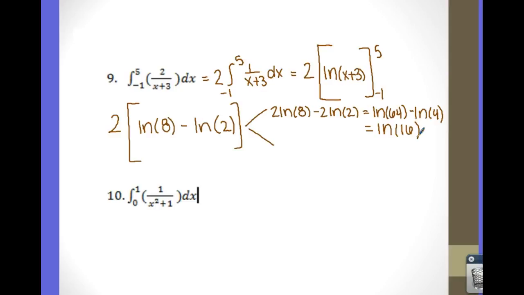Here you could have said, okay, ln of 8 minus ln of 2 is the ln of 8 over 2, which gave the ln of 4, and tagged along your 2 and turned it into an exponent at the end, giving ln of 4 squared, which would also take you back to ln of 16.